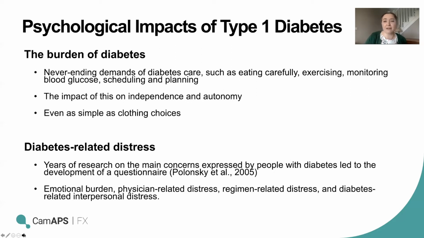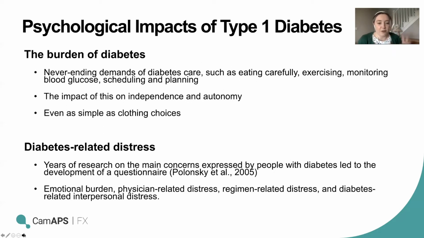And then something even as simple as clothing choices, having to choose something that allows you to do your diabetes care, whether that's something that allows you access to the appropriate points for injection or somewhere to put a pump. All of these things can really impact on quality of life.